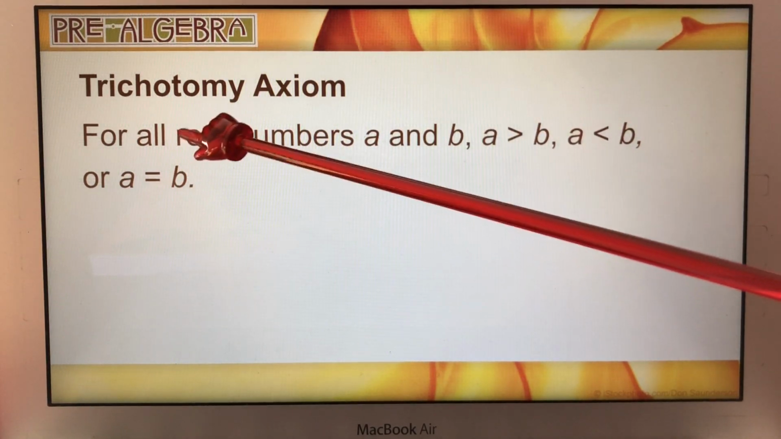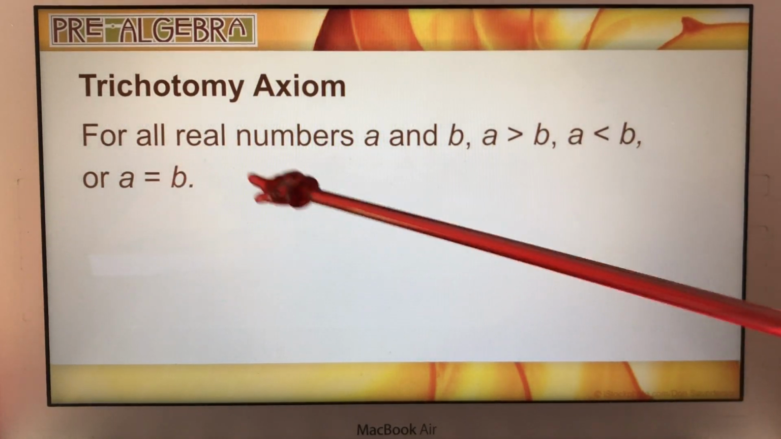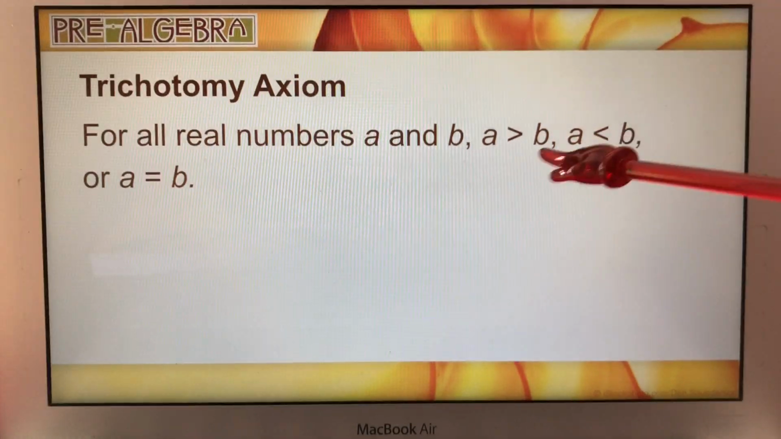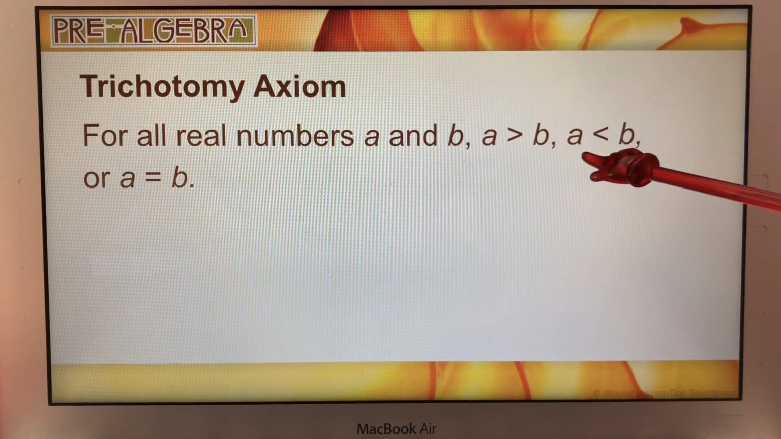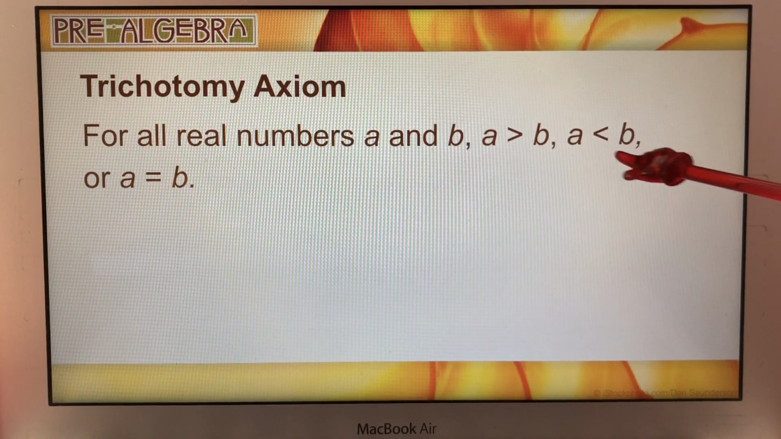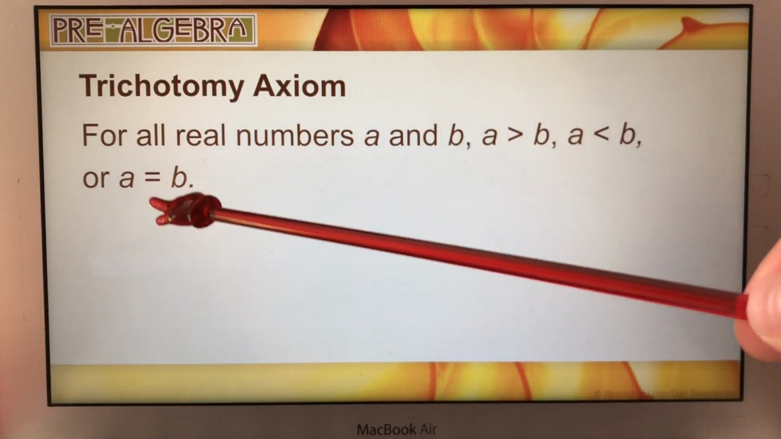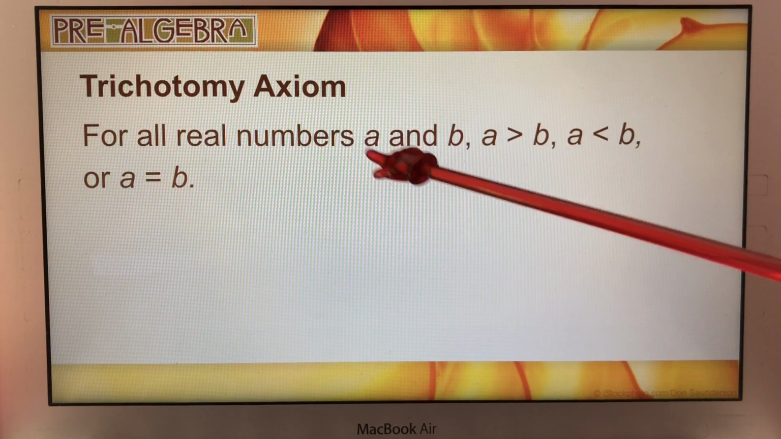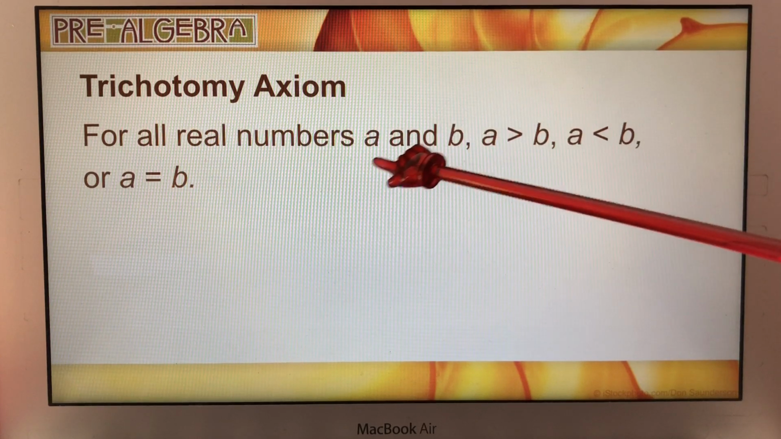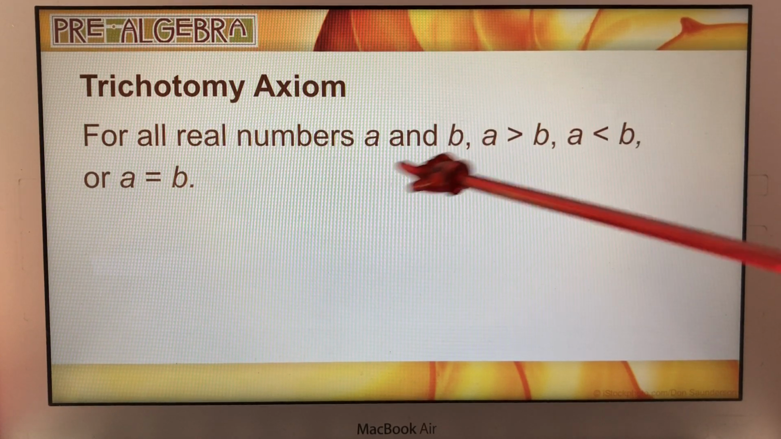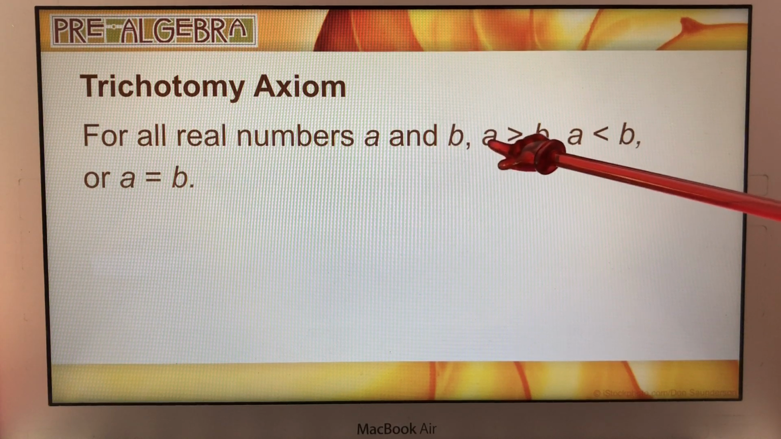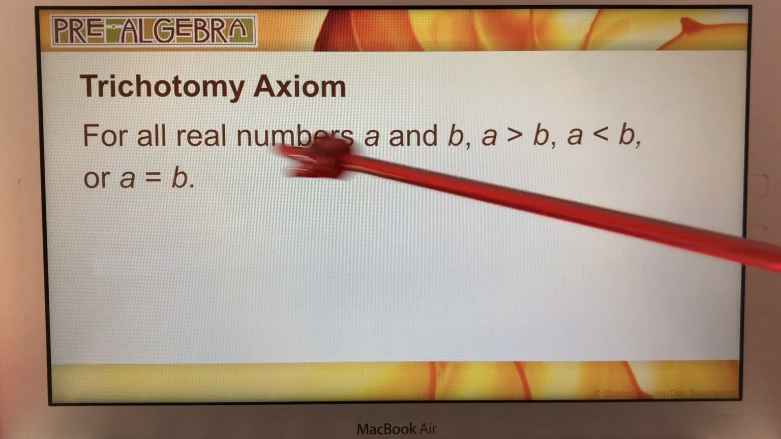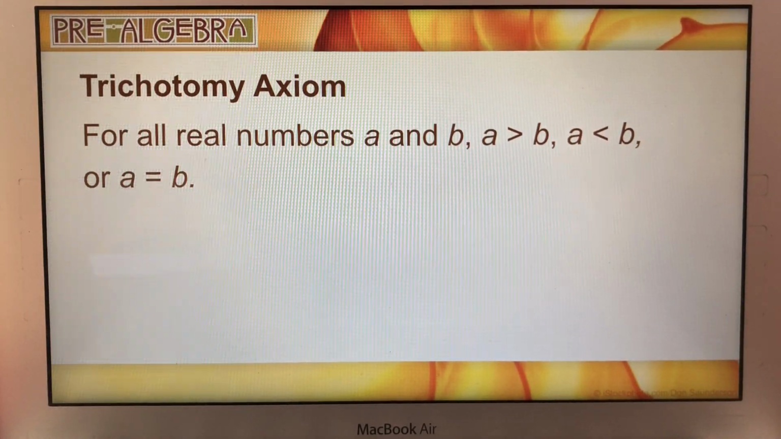Now, this is our trichotomy axiom. For all real numbers a and b, a is greater than b, or a is less than b, or a equals b. So basically it's just saying that we can have two real numbers, a and b, and a and b can represent any real numbers. For all of our real numbers, a can be greater than b, a can be less than b, or a can be equal to b.